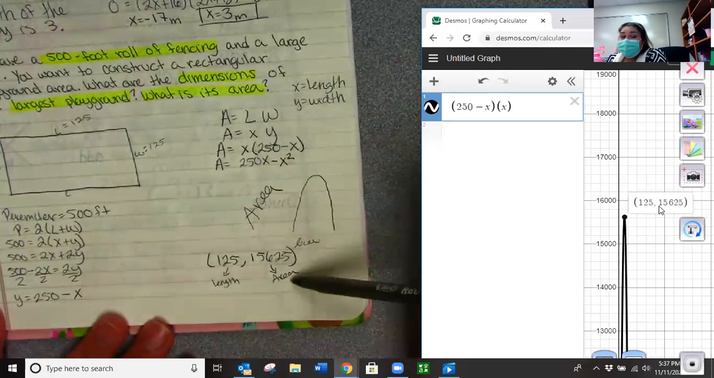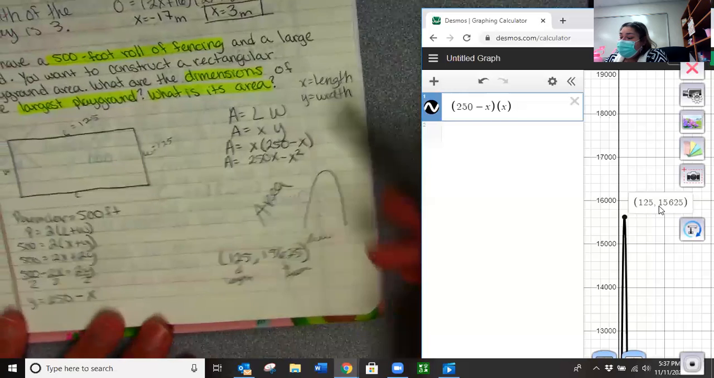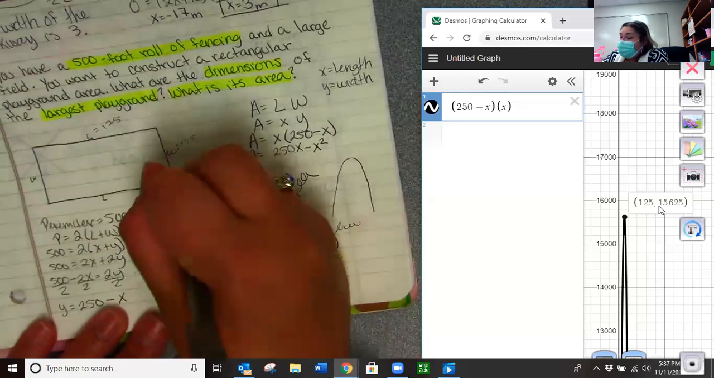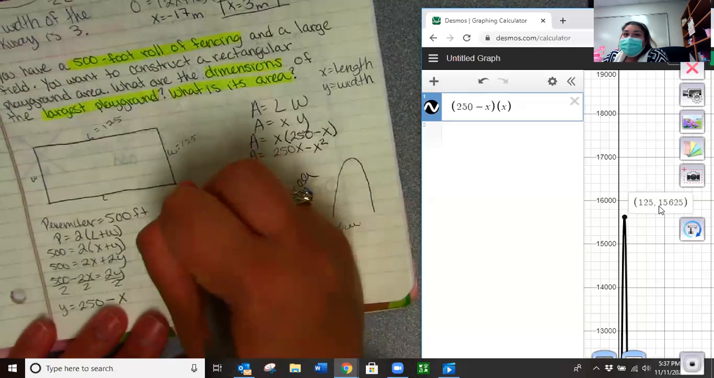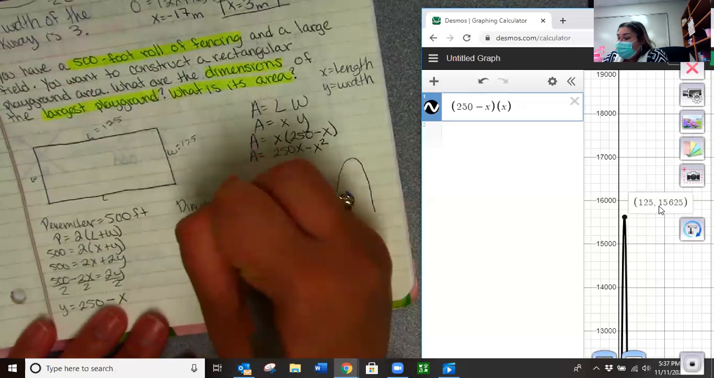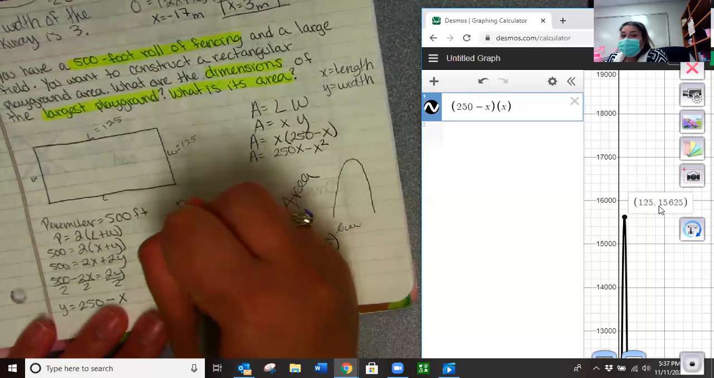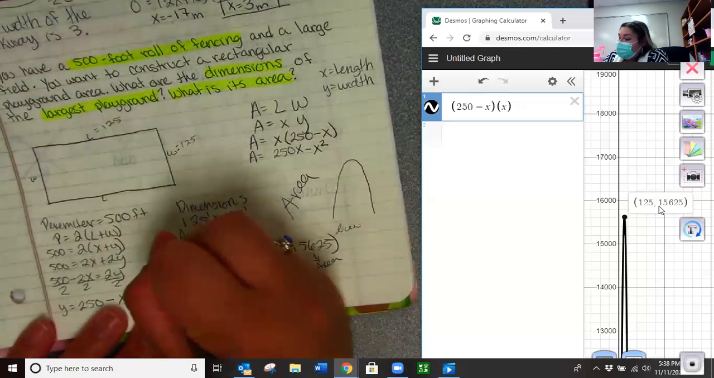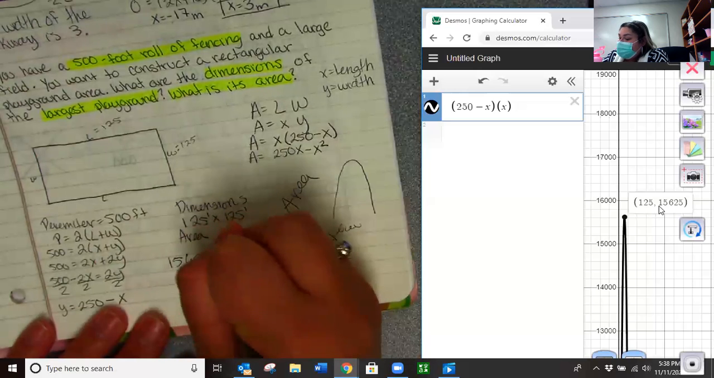And the area of this playground is going to be 15,625 square feet. So the dimensions are going to be 125 by 125 feet. And the area, because we're looking at the maximum, is going to be 15,625 square feet.